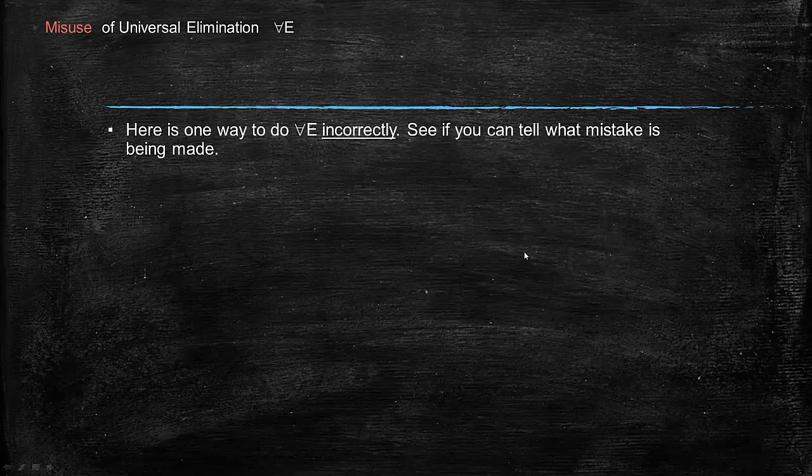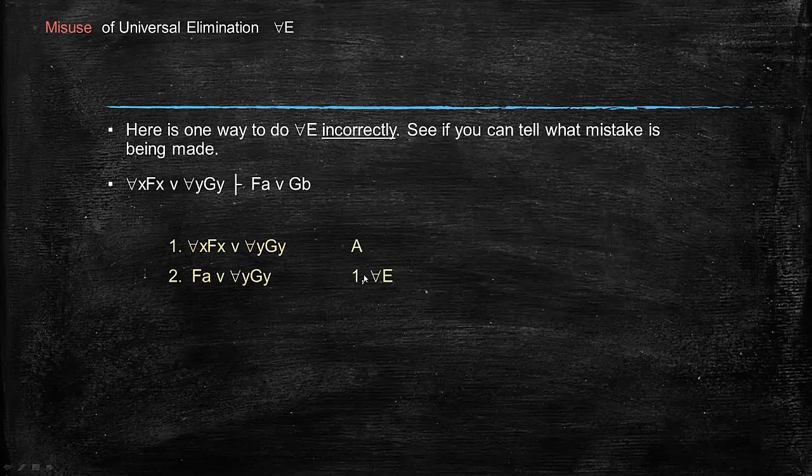And that actually leads us into ways of misusing universal elimination. So here is a way to do it incorrectly. So again, we're being asked to prove this. For all x, fx, or for all y, gy, yields fa or gb. So we're just given one assumption. Now suppose we do this. 2 applications of universal elimination. Can you tell me what we've done wrong?